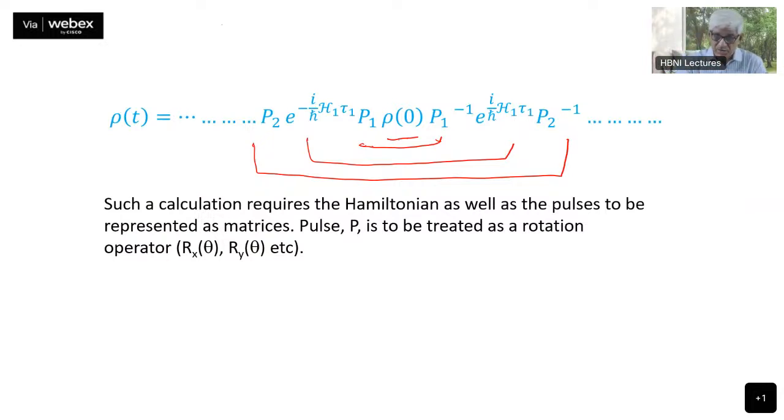Such a calculation requires the Hamiltonians as well as the pulses to be represented as matrices. A pulse P is to be treated as a rotation operator. Okay, so typically you must have seen that e to the i theta is a kind of rotation. And for the pulses, it is generally e to the minus i beta Ix. It's also represented as R, R of theta, if it's applied along the x-axis, e to the minus i beta Ix. Okay, let me use the theta.